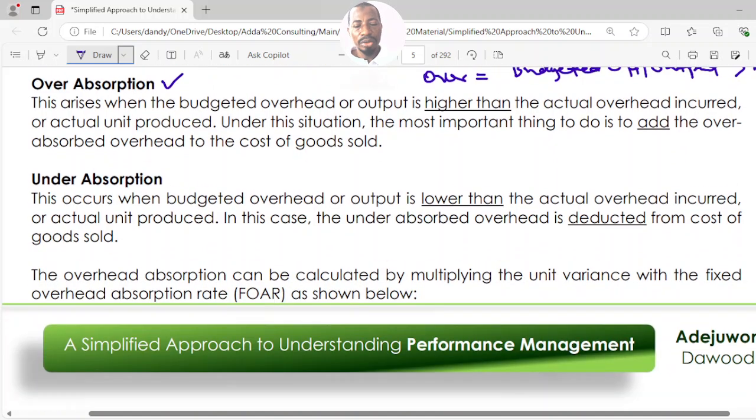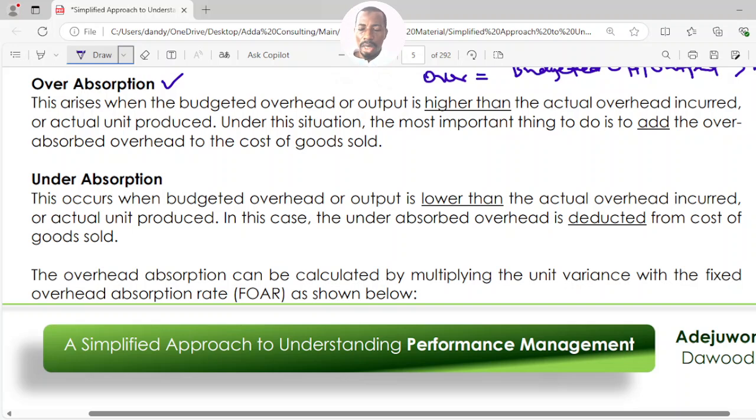Then under absorption arises when the budgeted overhead is lower than the actual overhead incurred, or the budgeted output is lower than the actual output produced. In this case, the difference between the budgeted and the actual overhead should be deducted from the cost of goods sold. Whatever the case may be, whether it is over or under absorbed overhead, the difference should be adjusted from the cost of goods sold.